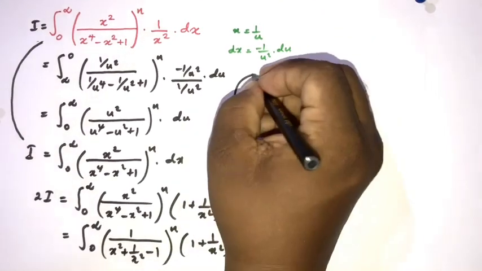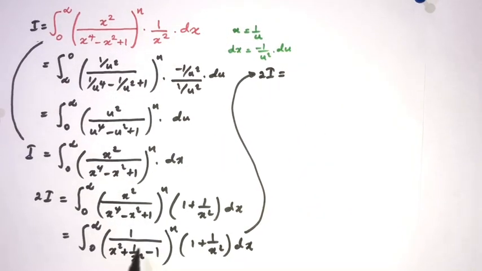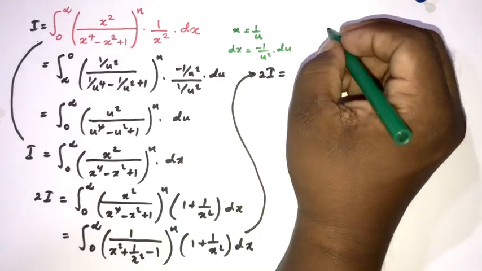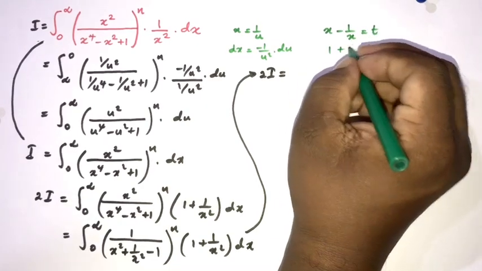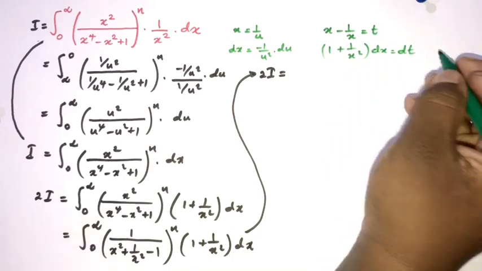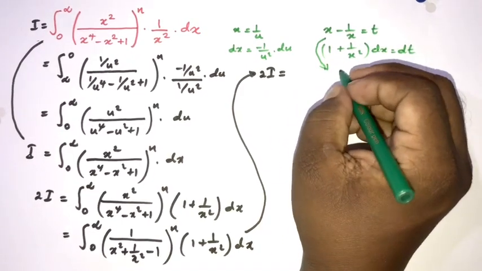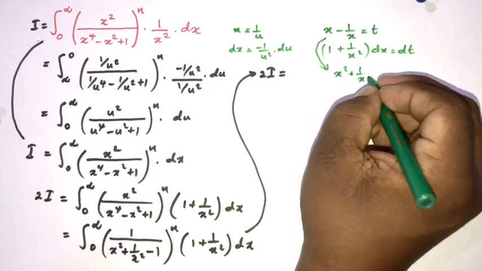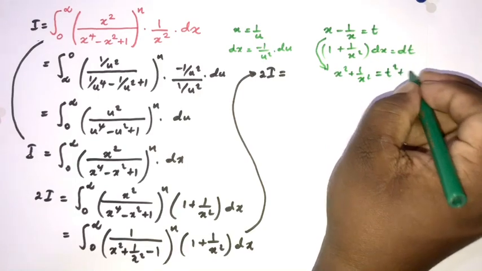Then we can write 2 times I is equal to this integral, and to evaluate it I am going to use a substitution. The substitution is x minus 1 over x is equal to t. Then differentiating, 1 plus 1 over x squared dx is equal to dt. Also, if we square both sides, x squared plus 1 over x squared minus 2 is equal to t squared, so x squared plus 1 over x squared is equal to t squared plus 2.